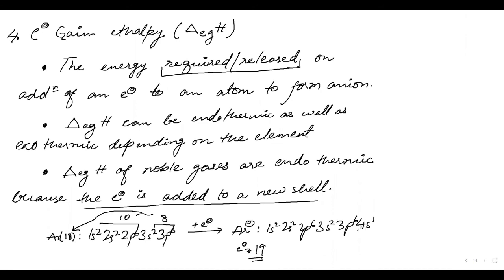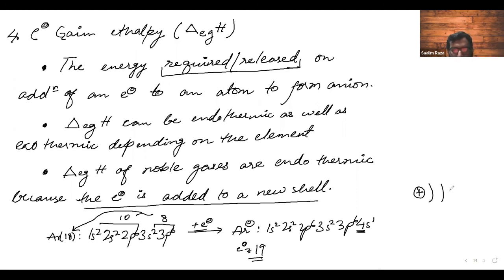Now, 4s1. As soon as you added an electron, the electron has to go into the new shell. That is why, for the remaining others, what happened? If you are adding, for example, before argon, what do we have? Before argon, we have chlorine, correct? Yes. Before argon, we have chlorine.